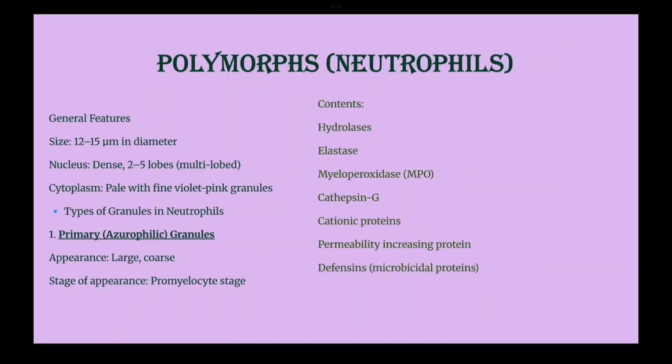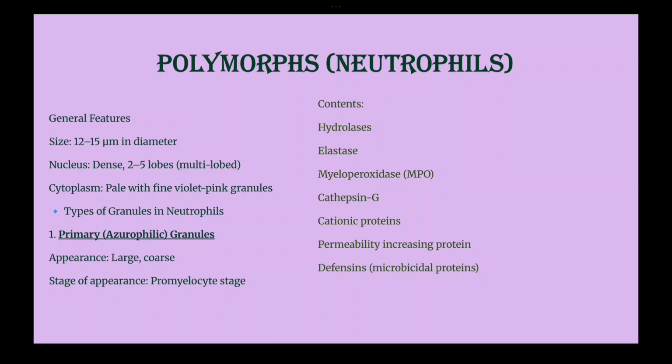Now polymorphs, which are a type of WBC. The first type is neutrophils, and we'll see the general features of neutrophils. They are 12 to 15 micrometers in diameter. The nucleus is dense and has 2 to 5 multi-lobed segments. The cytoplasm is pale with fine violet or pink granules in it. These granules determine what work they do and how they appear. So there are different types of granules in neutrophils.